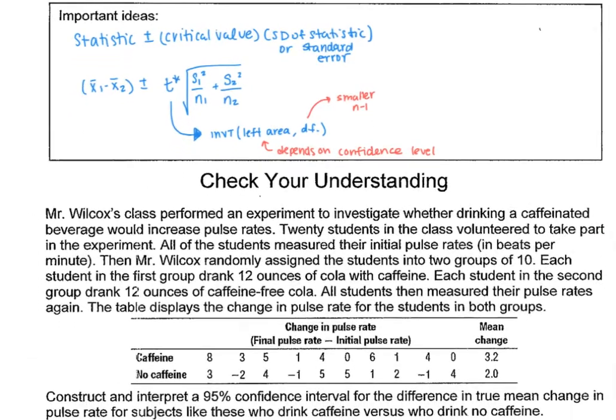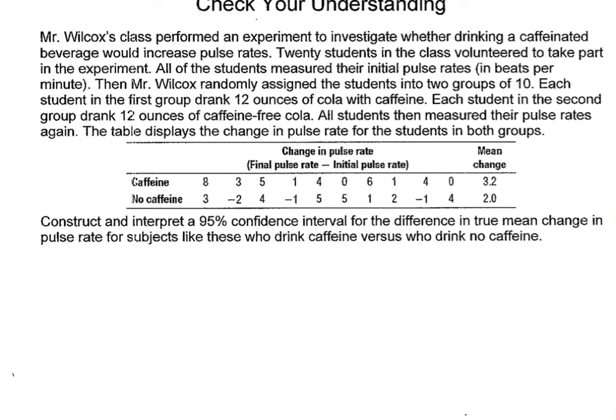So let's take a look at this example. Mr. Wilcox's class performed an experiment to investigate whether or not drinking a caffeinated beverage would increase pulse rates. So 20 students in the class volunteered to take part in the experiment. So we had volunteers. That's going to be important later. All of the students measured their initial pulse rate in beats per minute, and then Mr. Wilcox randomly assigned the students into two groups of 10. So random assignment came into play. That's going to be important when we do our conditions.